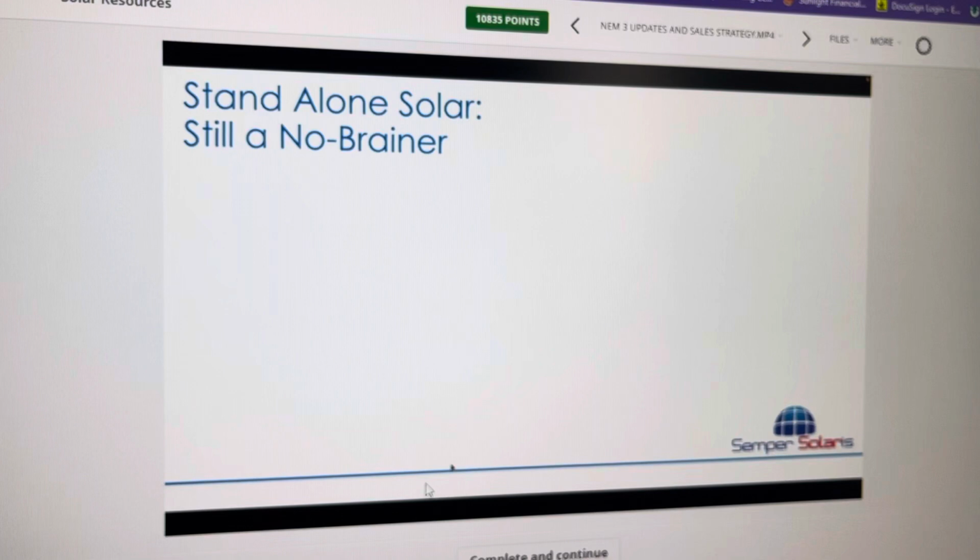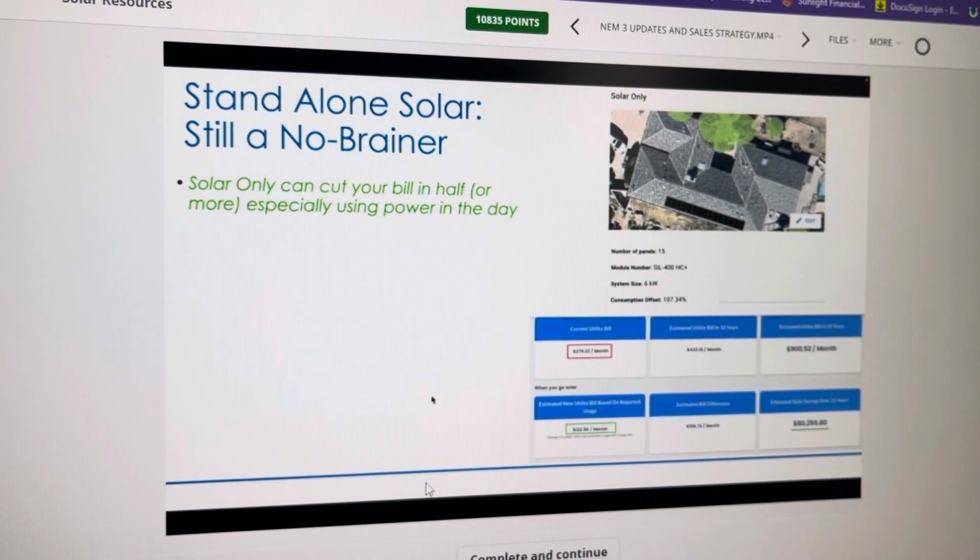Okay, let's talk about standalone solar. Still a no-brainer. Way better than sticking with the utility. Now, the bill doesn't go down quite as low as it used to, but it's still better than the utility. So in this example right here, about 107% offset in SoCal Edison, the $279 bill goes down to $123. More than cutting it in half. Now, if you had a daytime user, that would go down even more, to about $90. See how big of an impact it can be on when you use power.